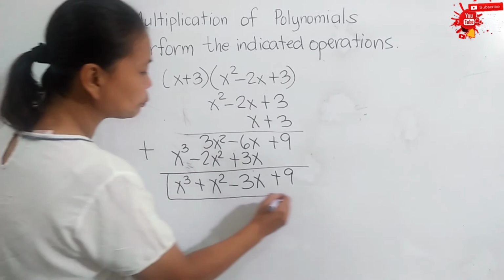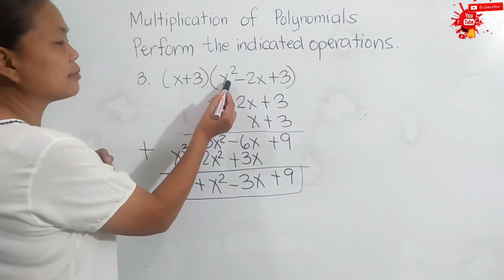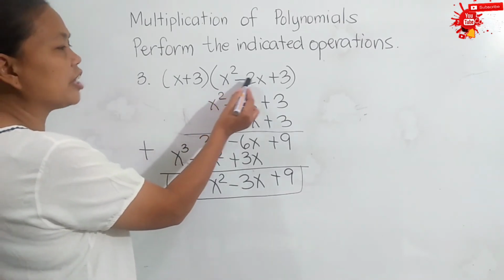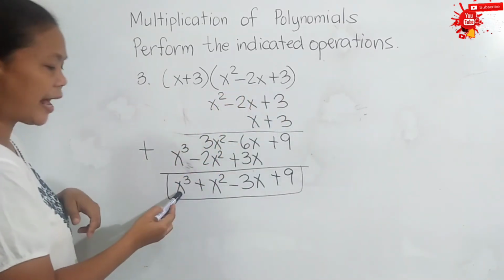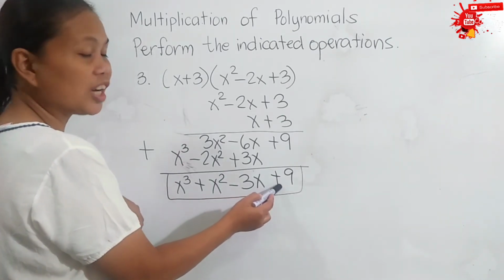So therefore, the product of the quantity x plus 3 times the quantity x squared minus 2x plus 3 is x cubed plus x squared minus 3x plus 9.